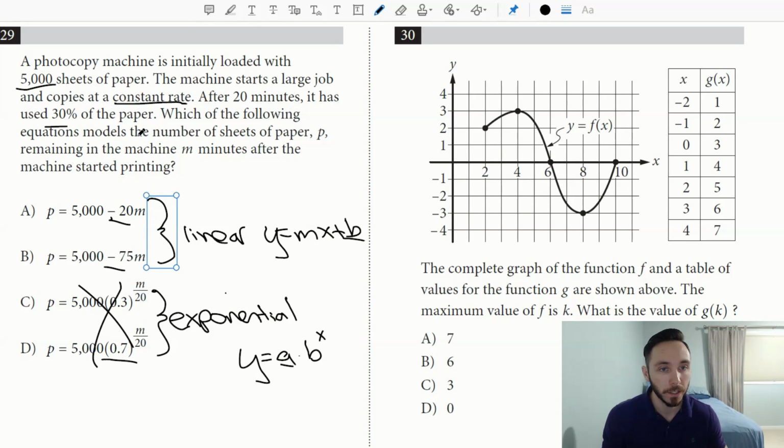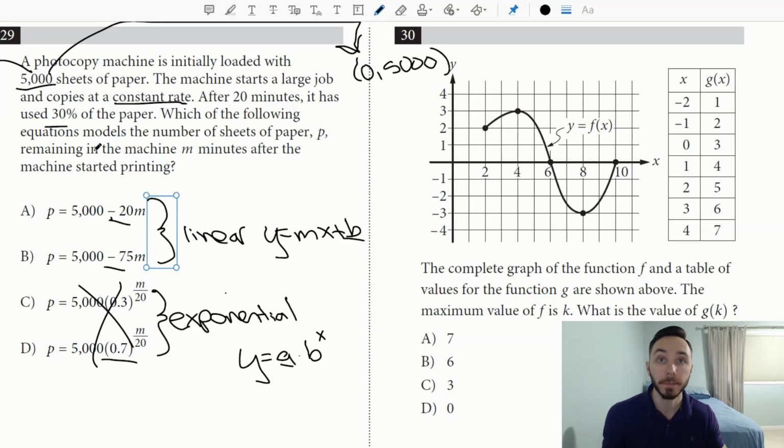Which of the following equations models the number of sheets of paper, P, remaining in the machine m minutes after the machine starts printing? At the start, we're at 0, 5,000. 0 is time, so 0 minutes have gone by, and we're at 5,000 sheets of paper.